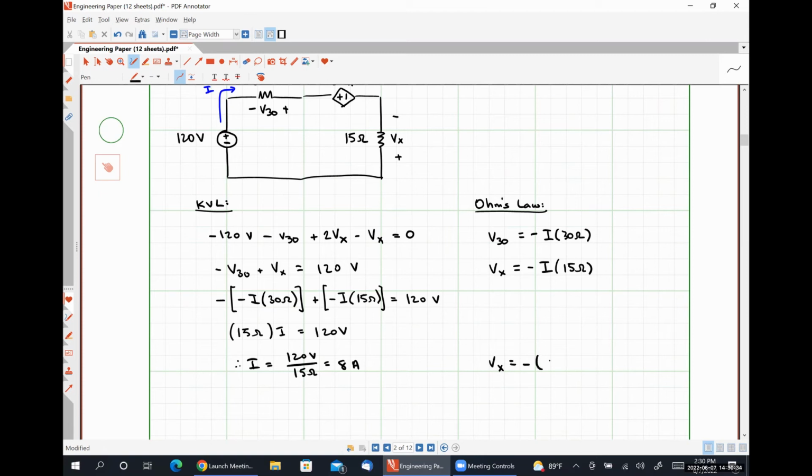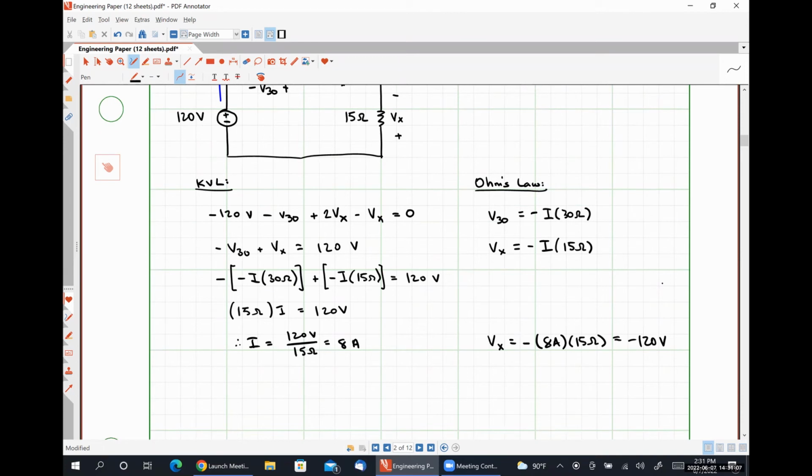Using this result, Vx is negative 8 amperes times 15 ohms, which is equal to negative 120 volts. What if we wanted to know the power supplied by our dependent source? How can we determine that?